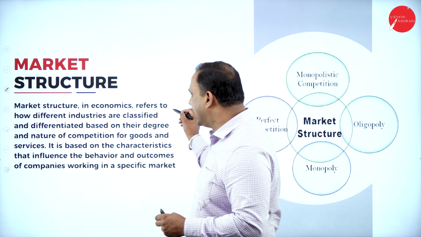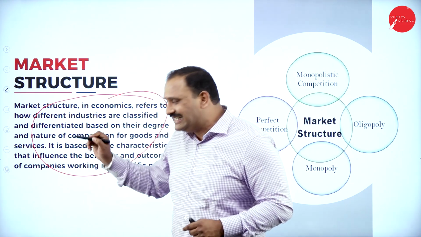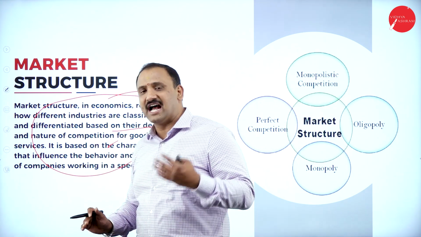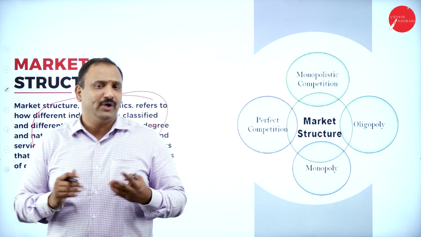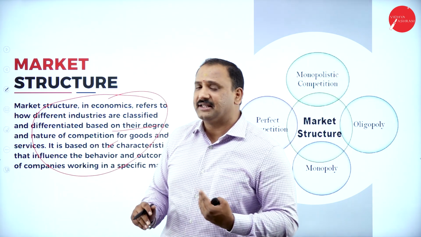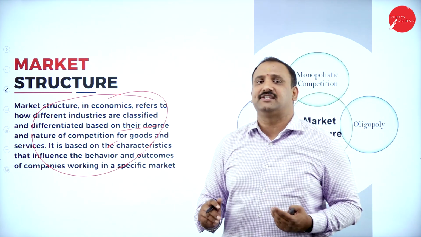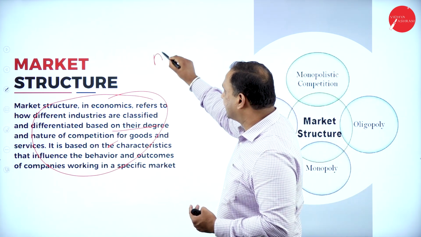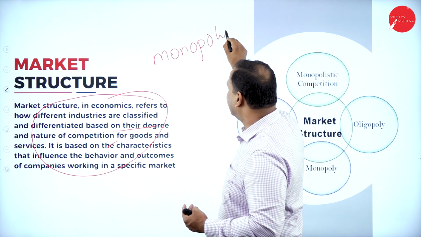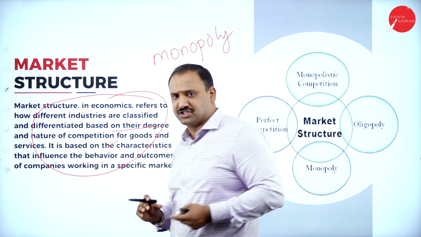Moving further, the market structure. Market structure in economics refers to how the different industries are classified and differentiated based on the degree and nature of competition, goods and services altogether. We all know that there are different kinds of markets. Now, when I say market, that doesn't mean the physical market, but it talks about the characteristics of the market. So when we talk about markets like monopoly, oligopoly, monopolistic, duopoly, there are different structures of market.